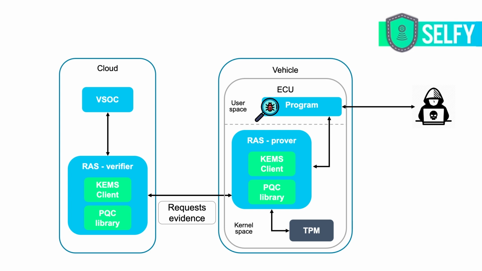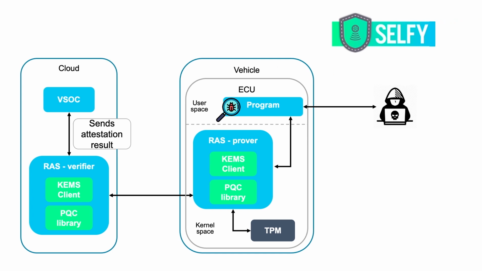The verifier finds the prover handling the desired program on the specified vehicle and requests evidence from it. The prover, in the vehicle, collects the evidence for the program requested by the verifier. Evidence corresponds to system calls in this situation. The prover sends the collected evidence back to the verifier. The verifier compares the received evidence to a reference value that is computed before the deployment of the program. Depending on the comparison, the verifier indicates to the VSOC that the attestation succeeded or failed.